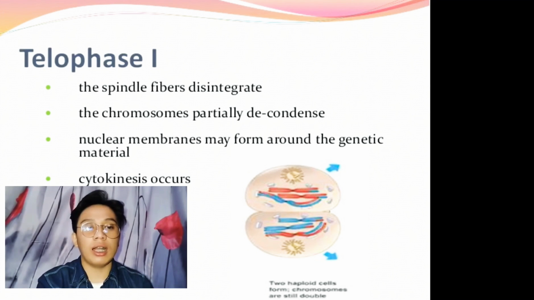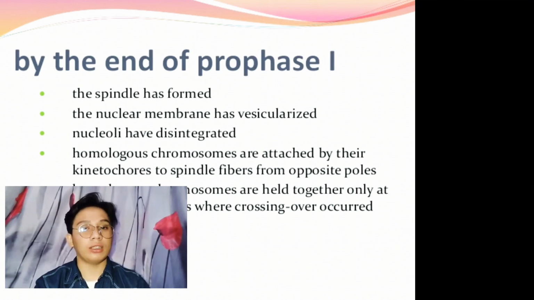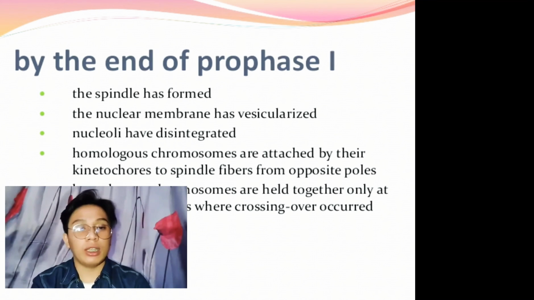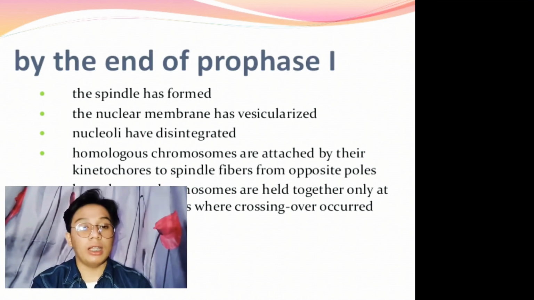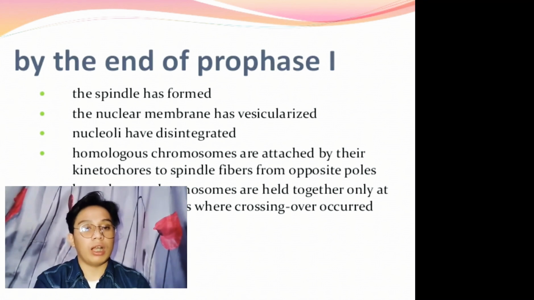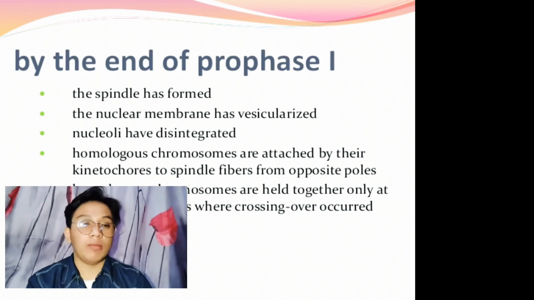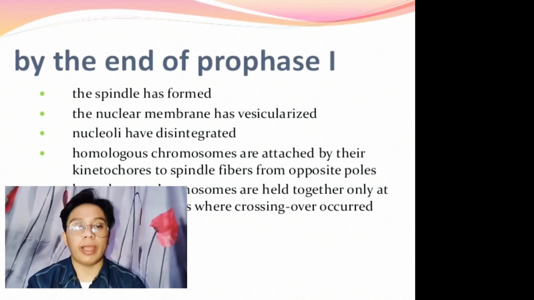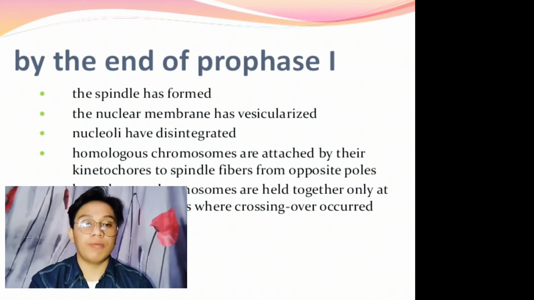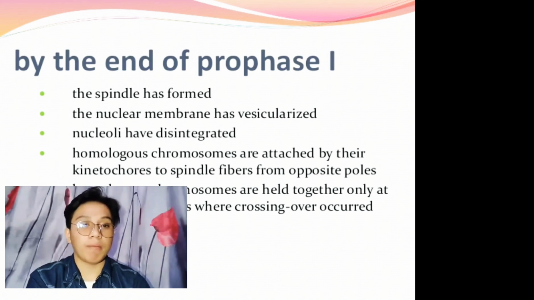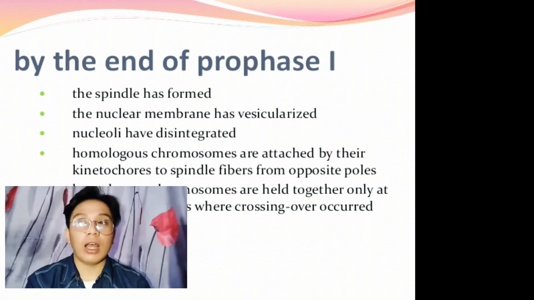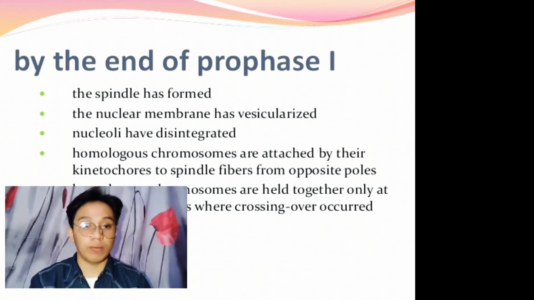Let's go to the last one. The last one is mitosis. Mitosis begins at prophase with thickening and coiling of the chromosomes. The end of prophase is marked by the beginning of the organization of a group of fibers to form a spindle and the disintegration of the nuclear membrane.